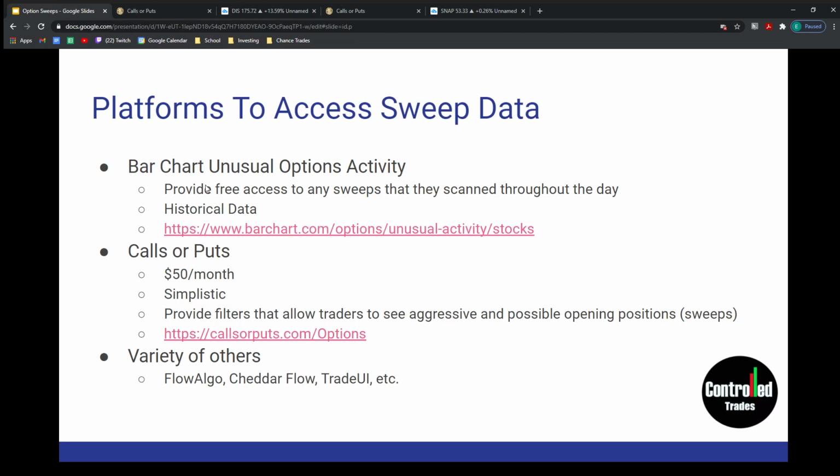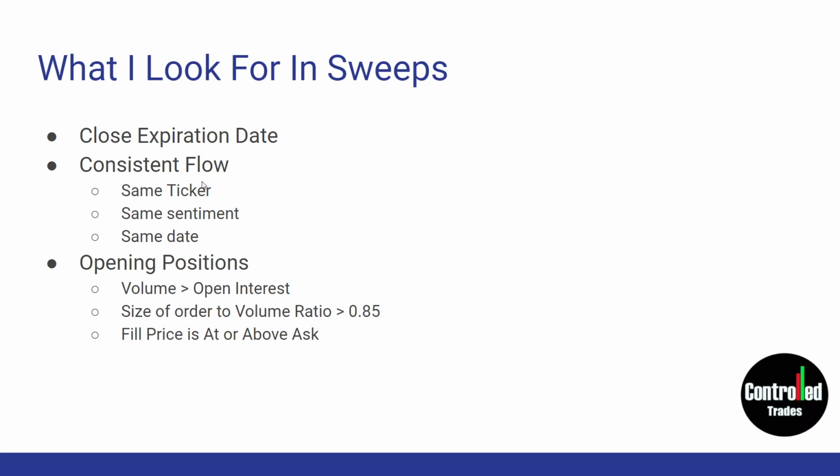So let's now discuss what I look for personally when I'm looking at sweeps. The first thing for me that I want to see in an option sweep is that the expiration is rather close. I want to see that it's within a year from the current date. For example, right now it's December. I'm not going to look at anything that's December 2022 or past 2021, really. I want to see things that are from now to the end of 2021. That's the only thing I'll be really paying attention to.